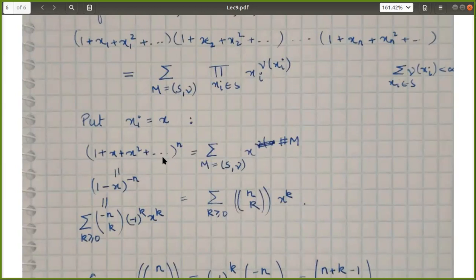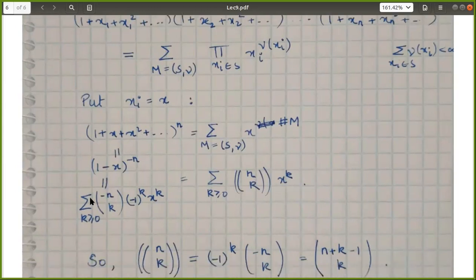Now dissecting this further, I know this inside of the bracket is 1 minus x raised to minus 1. So then along with this power n, I have 1 minus x raised to minus n. Now using the binomial expansion, this is actually summation k starting from 0 of minus n choose k, minus 1 raised to k and x raised to k.